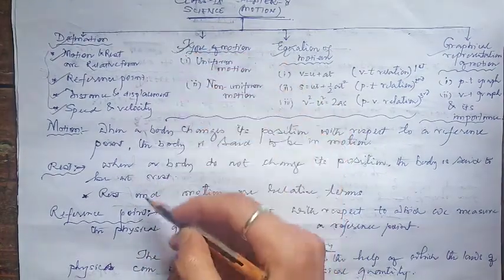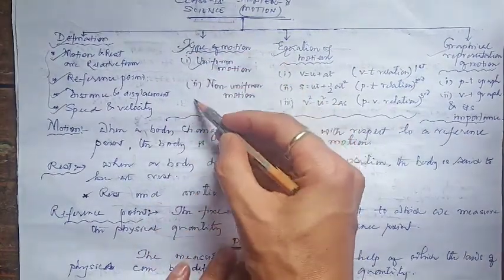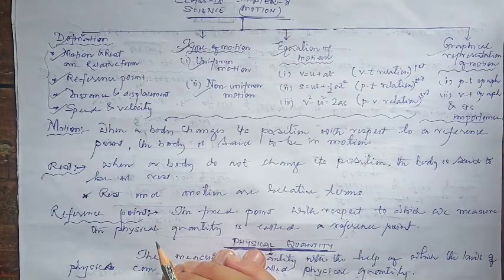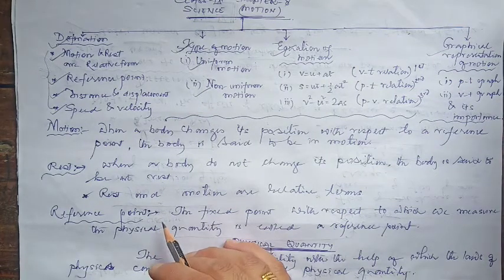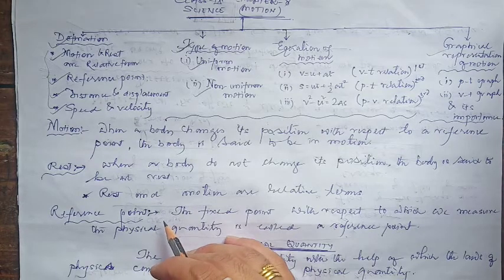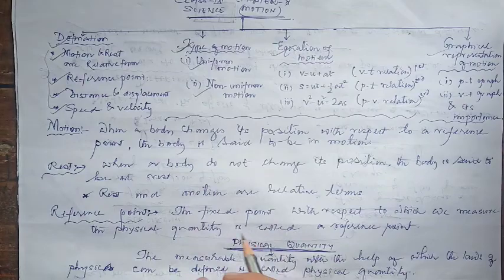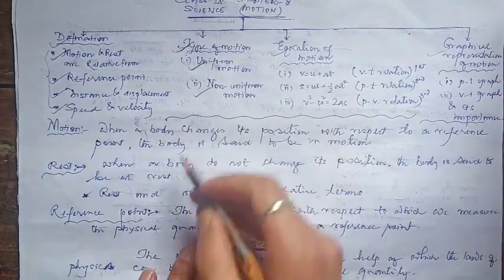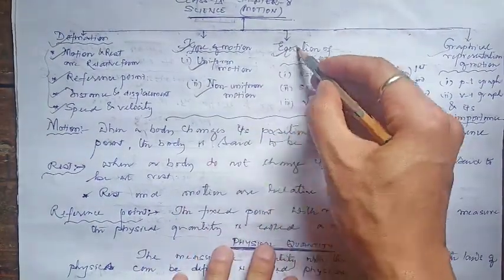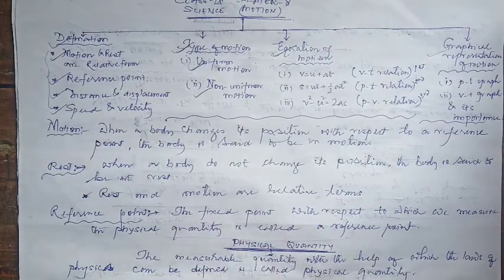Then after that we will discuss the types of motion: uniform motion and non-uniform motion. Students, in this chapter we'll discuss a type of motion called rectilinear motion, that means motion in a straight line. If a body moves in a straight line, we call such motion rectilinear motion. So we'll discuss uniform and non-uniform motion. Then after that, we will discuss the equations of motion.